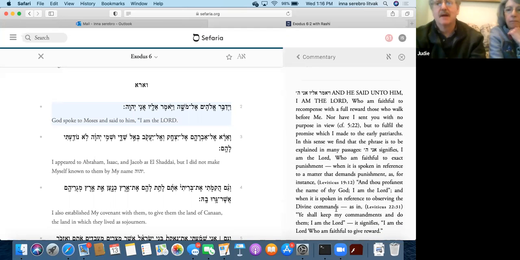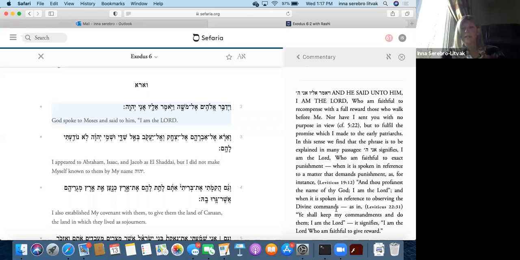He said unto him, I am the Lord, who am faithful to recompense with a full reward those who walk before me. Not have I sent you with no purpose in view, but to fulfill the promise which I made to the early patriarchs. In this sense, we find the phrase is to be explained in many passages. It's Ani Adonai.